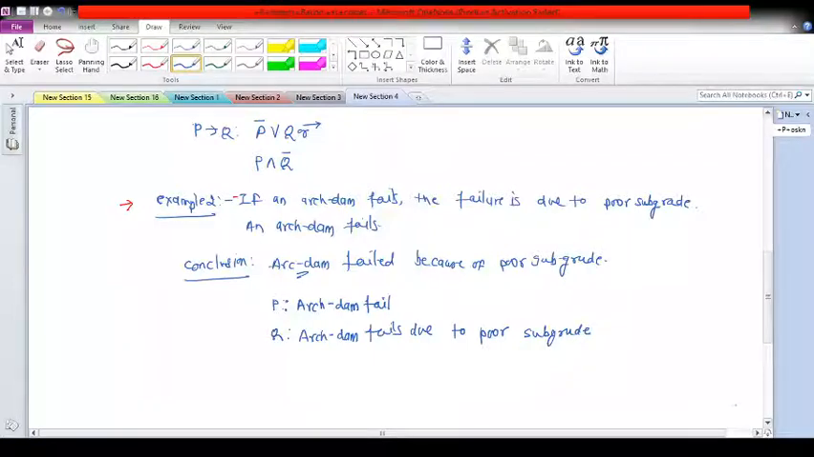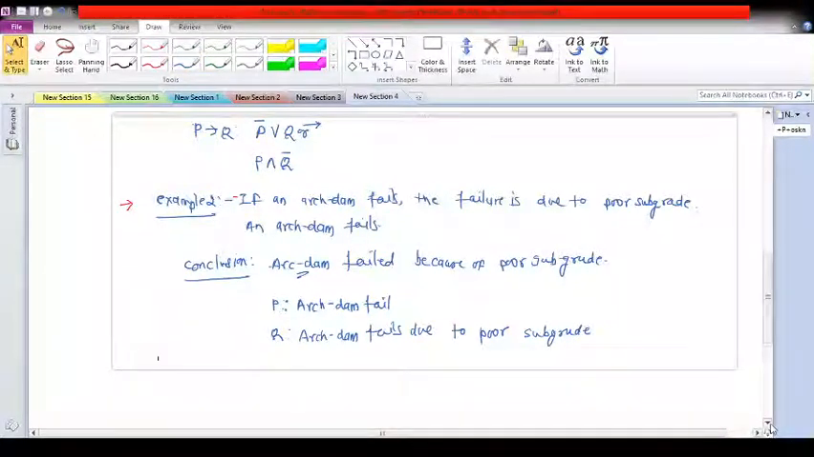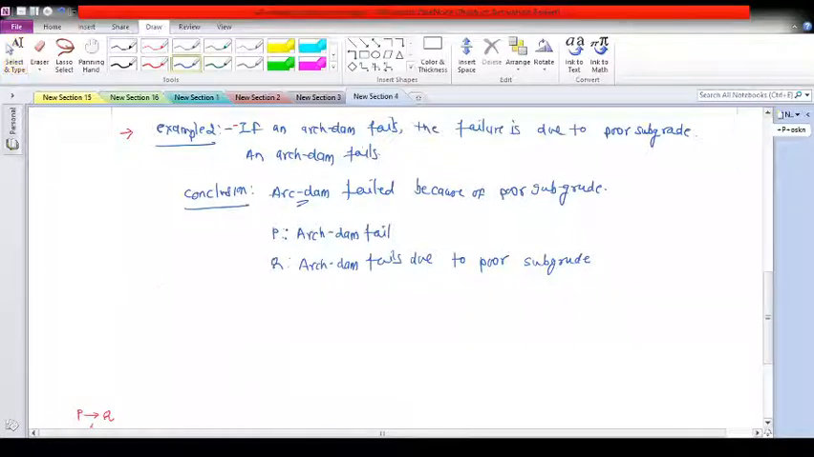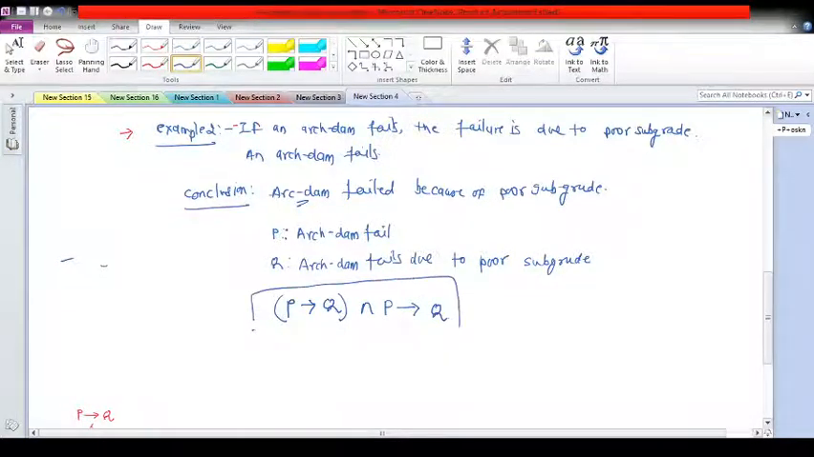So what we can write here is that first, an arch dam fails, and second, if an arch dam fails, the failure is due to poor subgrade. So P and P implies Q, and again an arch dam fails, so this is in conjunction with P, and this implies what is the conclusion? The arch dam failed because of poor subgrade, and that will be represented using Q. So this is the example for the contradiction.